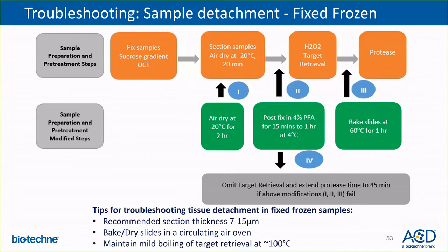Additionally, the sample detachment also happens mostly during the target retrieval step, which is the boiling step. So we recommend adding an additional baking step before the protease step. And if you still observe sample detachment, then we recommend that you omit the target retrieval step and only do the protease digestion, but now extend the protease time to 45 minutes instead of 30. Please do contact support if you're still trying to figure out the best troubleshooting path for your issue.